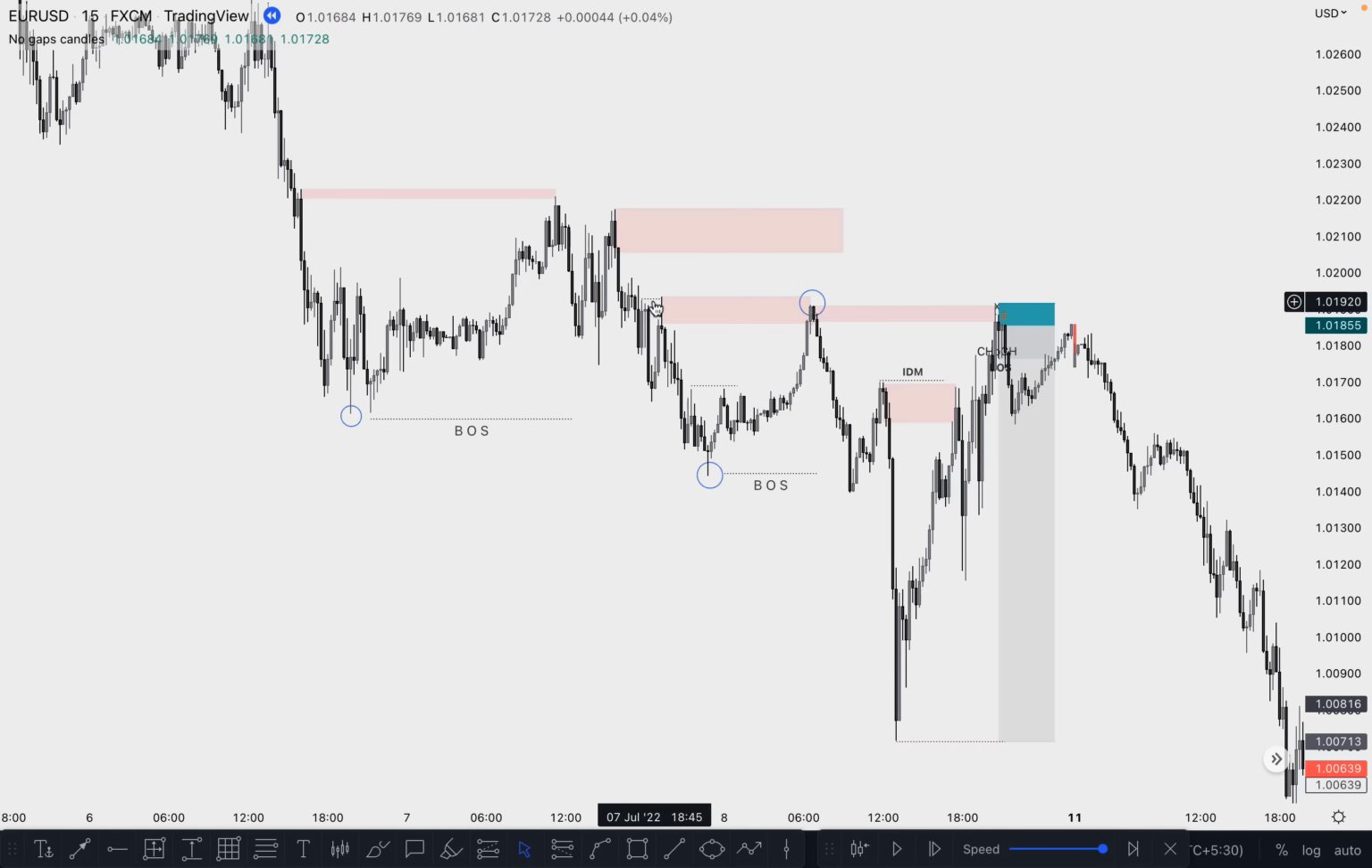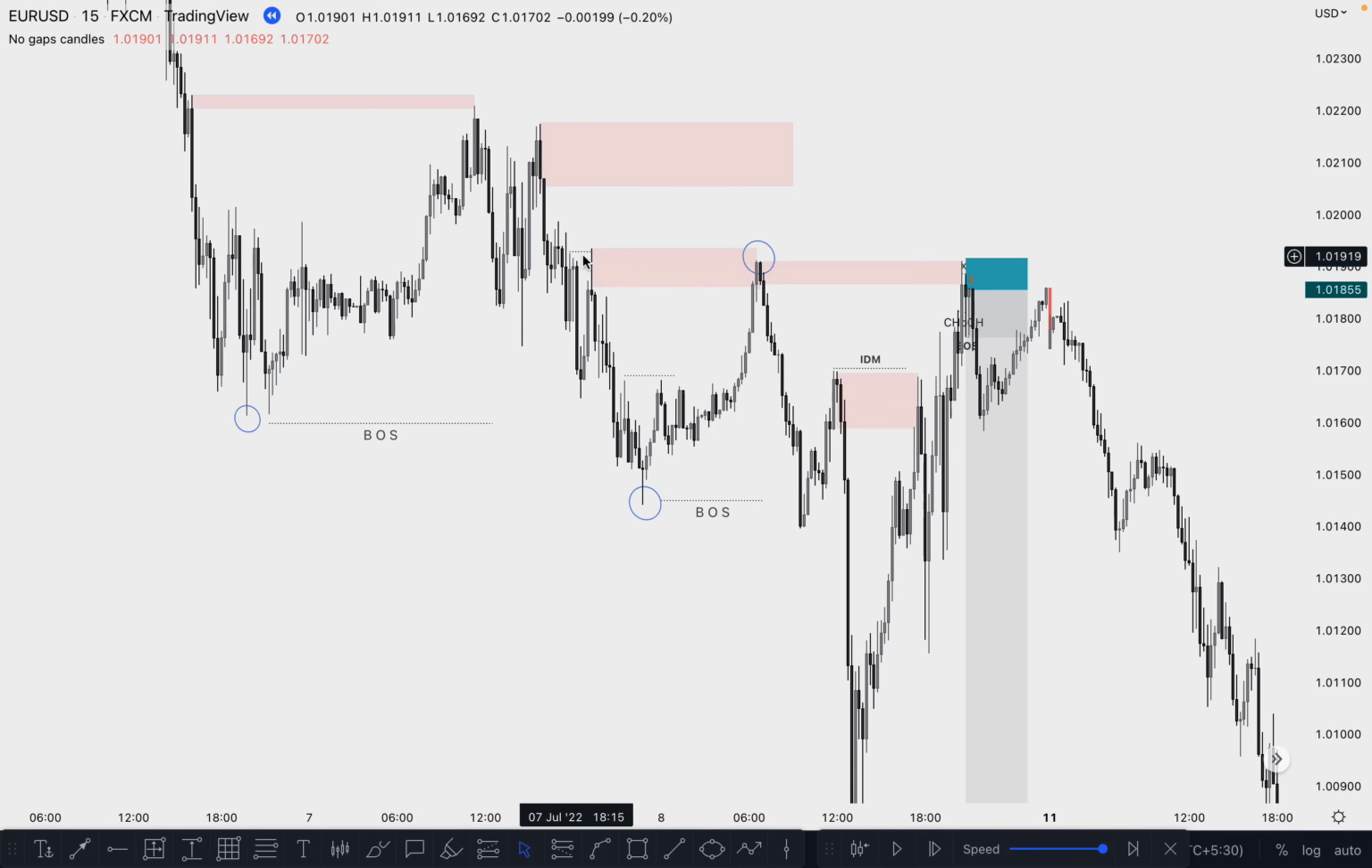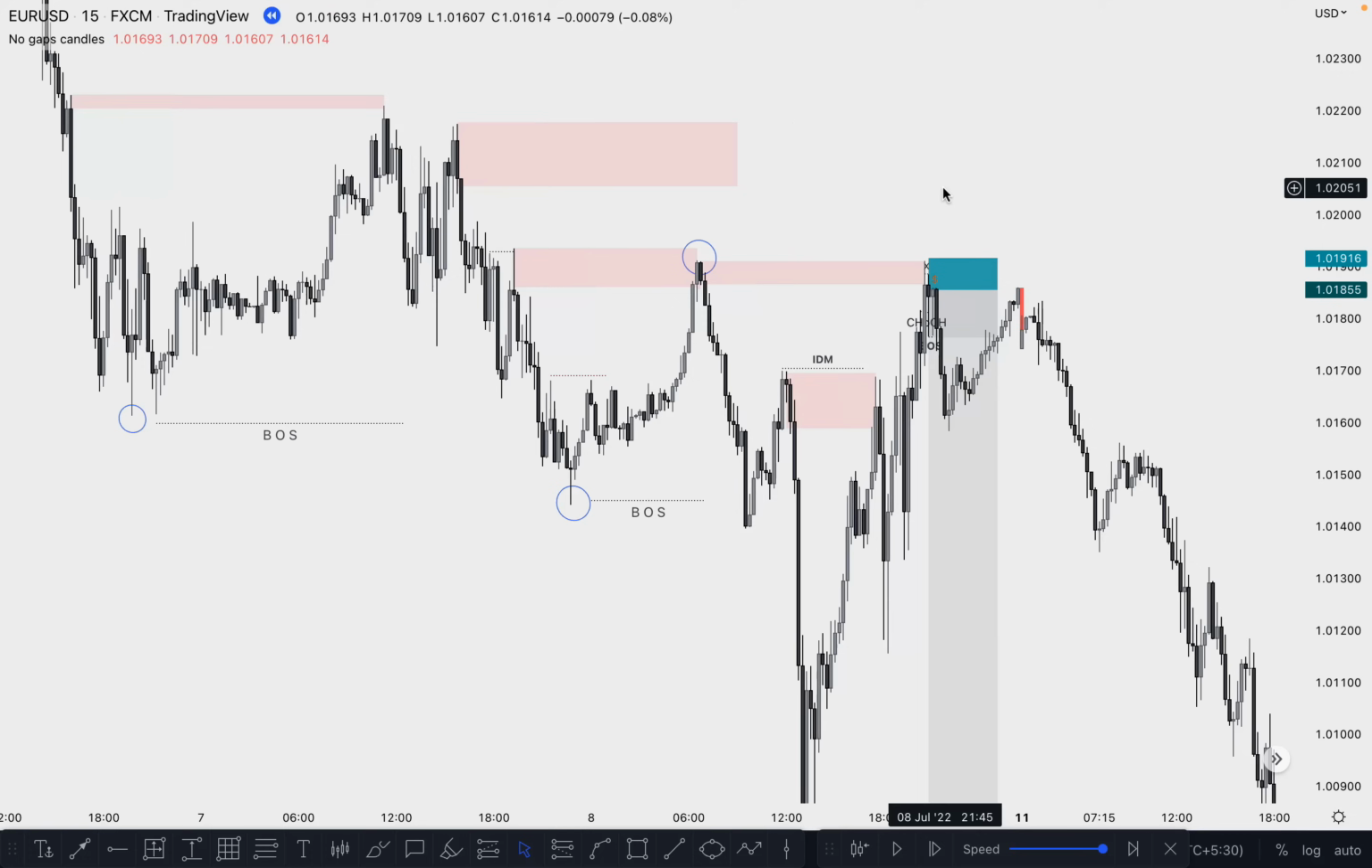Okay, and why is this criteria high probability? Because it took out the liquidity of the previous swing high. If you don't know exactly how to mark a proper POI, you can watch the recent video I uploaded on YouTube, then you can get an idea of how to select a proper POI.